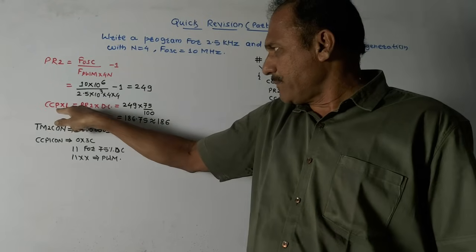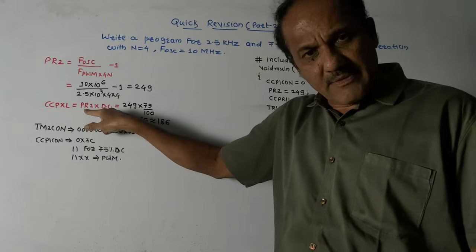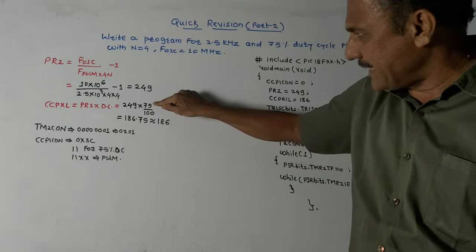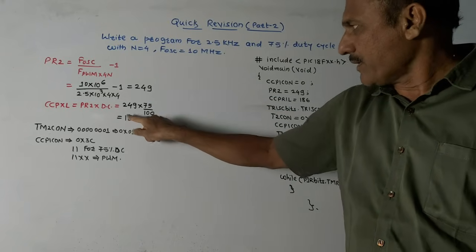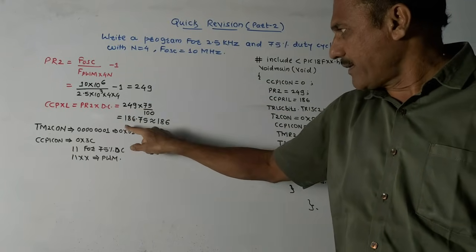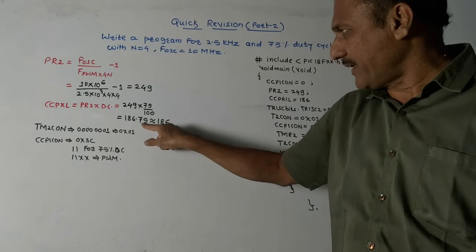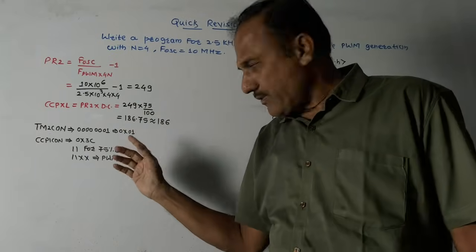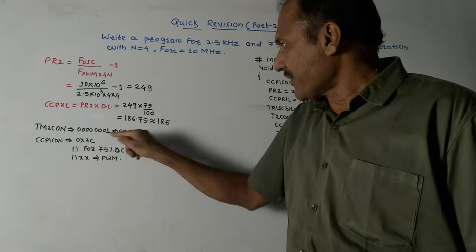Then CCPR1L is given by PR2 into duty cycle. Duty cycle is 75%, means 75 upon 100 into this value 249. So this is 186.75. Integer part is 186. After the decimal point, we have 0.75.